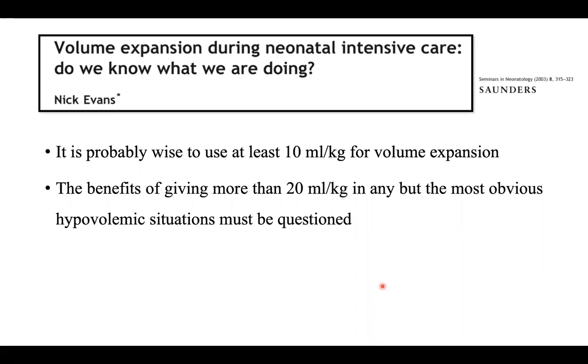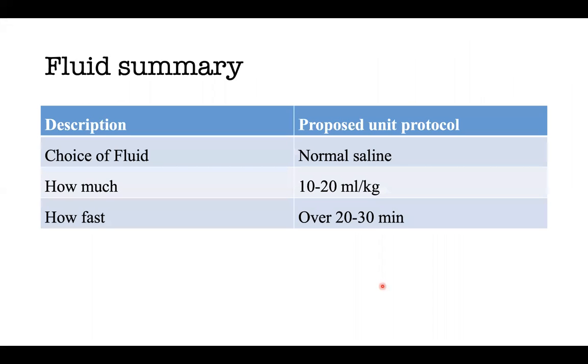So it is probably wise to use at least 10 ml per kg. And the benefit of giving more than 20 ml per kg, in anything but the most obviously hypovolemic situation, should be questioned. The take-home message is: use fluids judiciously. Don't give more than 10 at a go, and also give slowly. The choice of fluid is normal saline. How much? 10 to 20 ml per kg, 10 followed by 10. And how fast? You can give over 20 to 30 minutes, not as a rapid push or over 10 minutes. You typically give over 30 minutes.